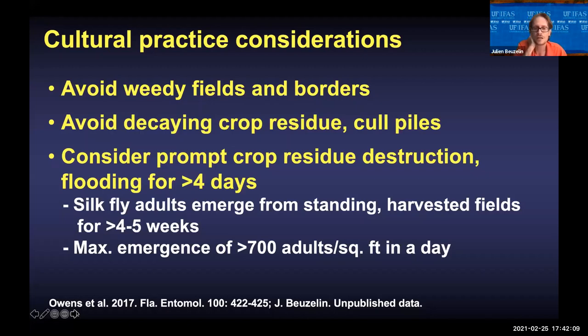In a non-treated field, Greg Nuessly's previous student, David Owens, showed that harvested fields, for 4 to 5 weeks, can produce sealflies, the adults emerging. And if you leave a field untreated for the whole season, you can have a peak of as many as 700 adult sealflies emerging in a day within 1 square foot. So a non-managed area can produce a very large number of flies, which might also explain some of the variability in the different habitats.